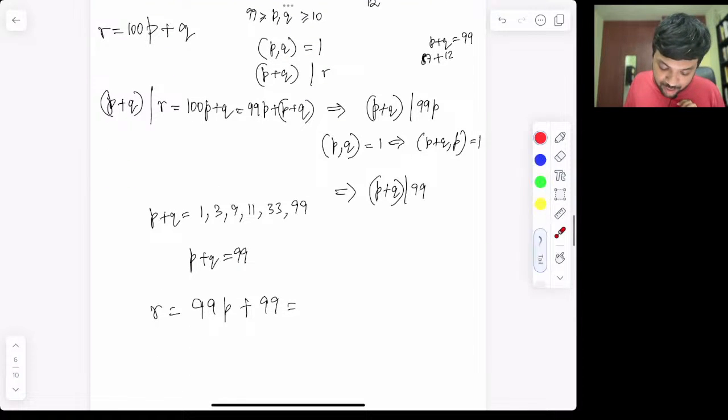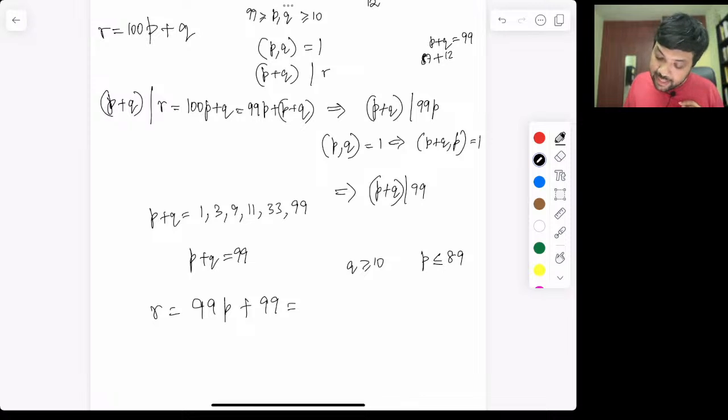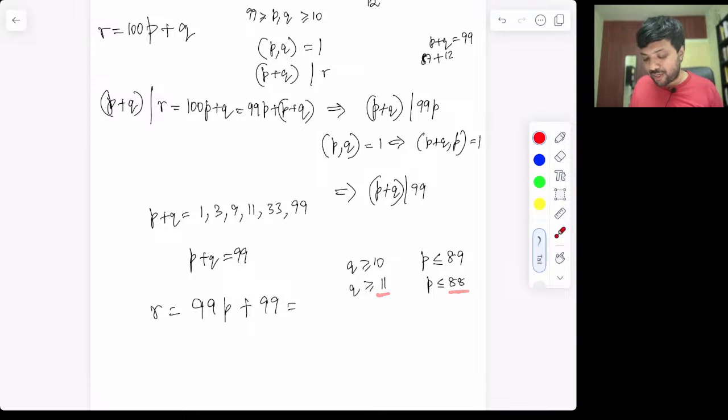Then you notice that for q to be a 2-digit number, q should be at least 10, which puts a bound on p, that p is at most 89. But q cannot be 10 because if q is 10, it's divisible by 10. That's not allowed. So the next best thing you can say is q is greater than or equal to 11, p is less than or equal to 88. But if you choose q to be 11 and p to be 88, p and q have a common factor of 11. So then the largest possible value of p I can even allow at this point is 87, and q is equal to 12. They add up to 99.